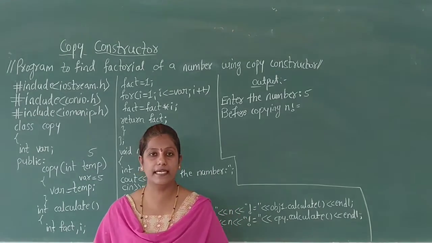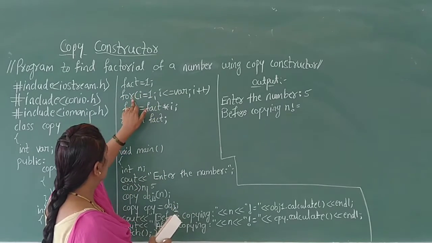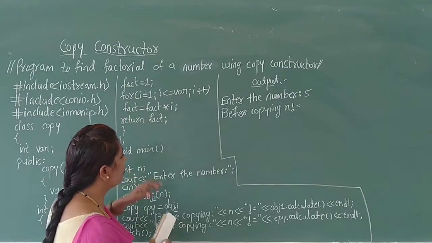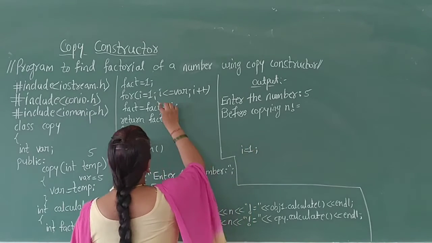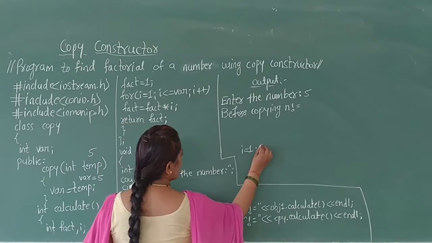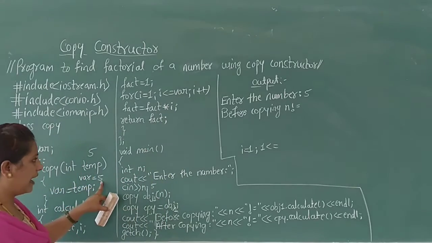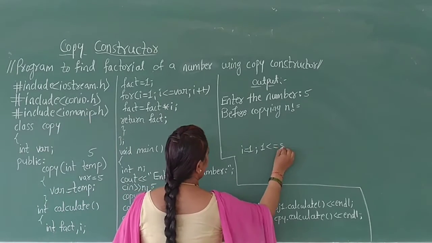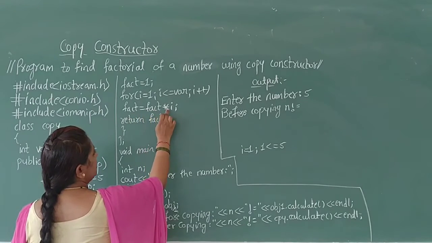with the data type integer and it sets the fact value as 1, and for I is equal to 1, I less than or equal to var. I value is 1, less than or equal to the var value, which is 5. Yes, it is less than 5. Then fact is equal to fact into I.